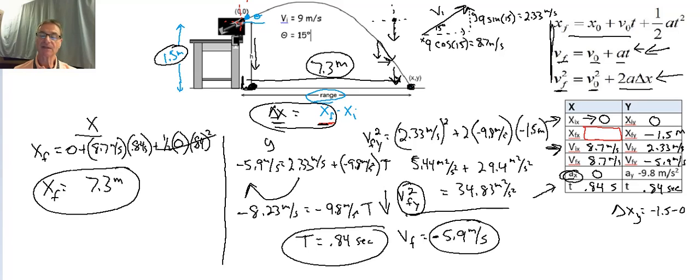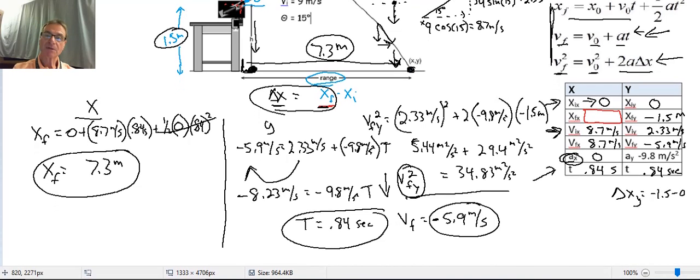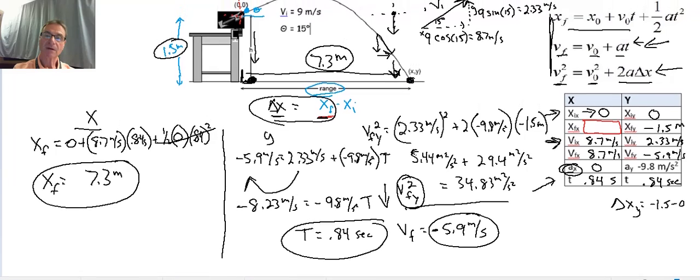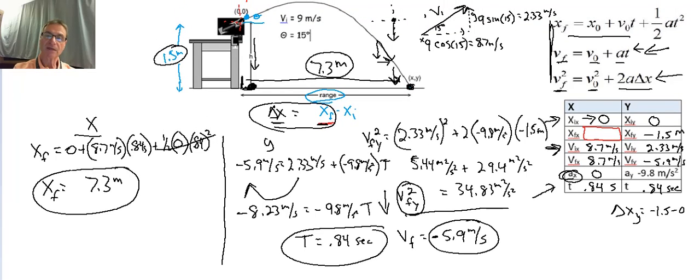So what are the keys to this? The keys are breaking the information up into x and y coordinates, especially the initial velocity. We've got to break up that initial velocity because the initial velocity was at an angle. All of the data that we plug into our tables has to be either x direction data or y direction data. If it's at an angle, we've got to break it up. Then once you break it up and you have the information in your tables, then you simply use the equations up in the upper right-hand corner to solve the problem.